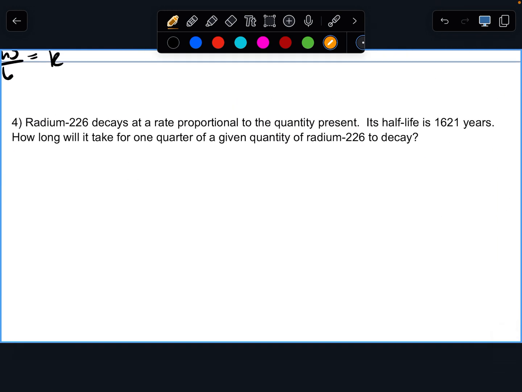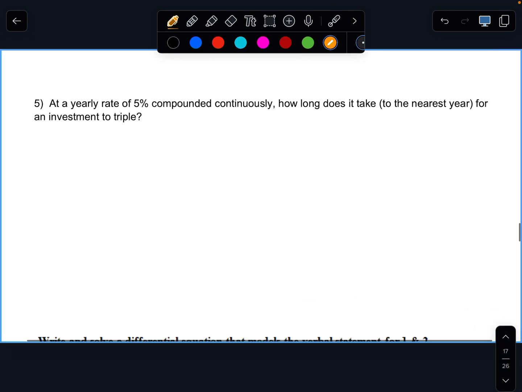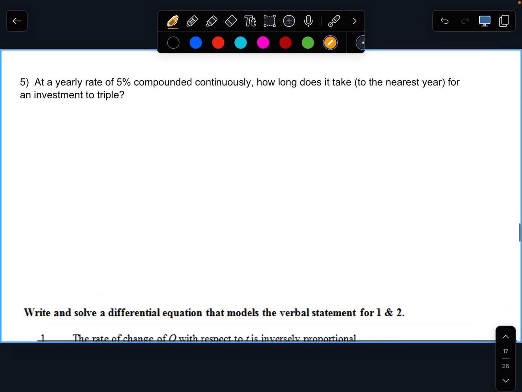Half-life. We don't need to do that. Let's do this one.